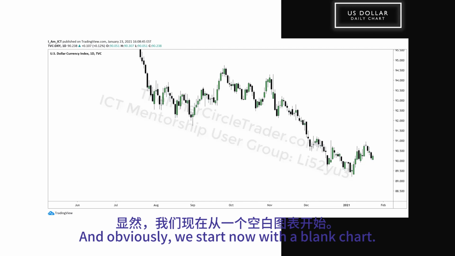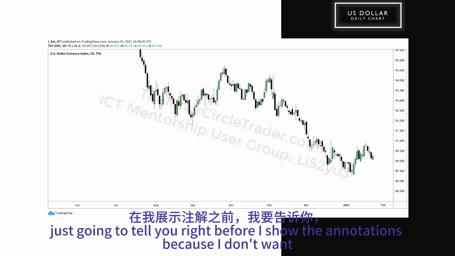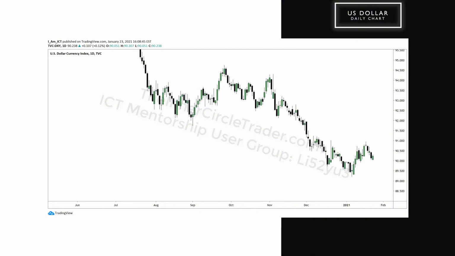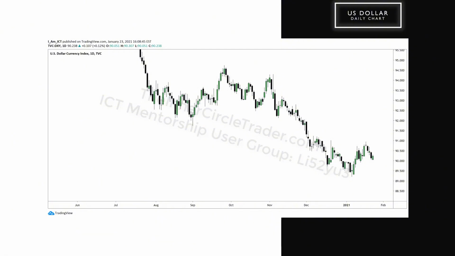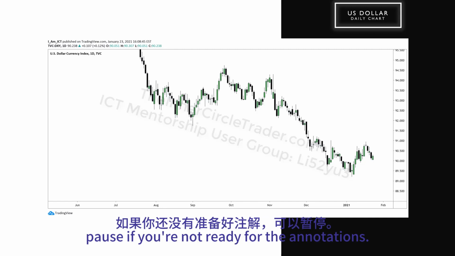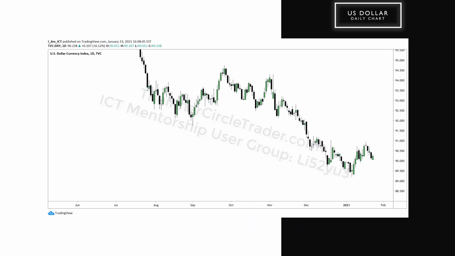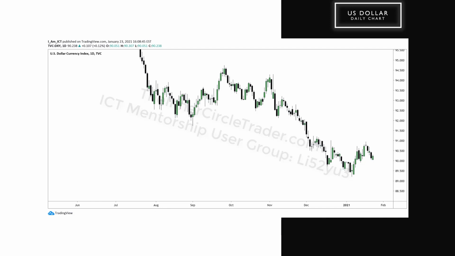Obviously, we start now with a blank chart. I'm just going to tell you right before I show the annotations, because I don't want this to be a long drawn out process and it's a little annoying for me to keep saying it. Just know going forward, there will be a period where I'll show you the chart empty and I'll say, okay, pause if you're not ready for the annotations. That's all I'm going to do. So if you are still studying, pause the video so that you can hold off seeing my annotations.